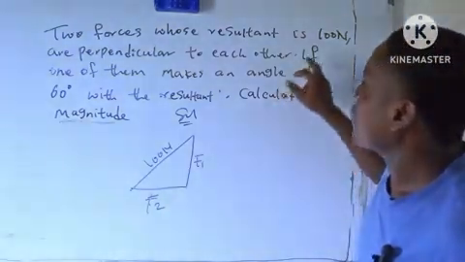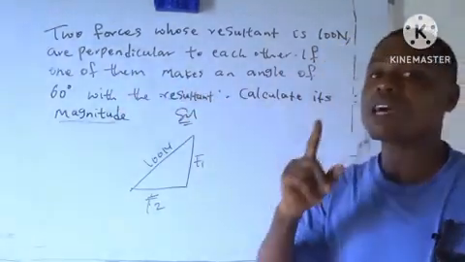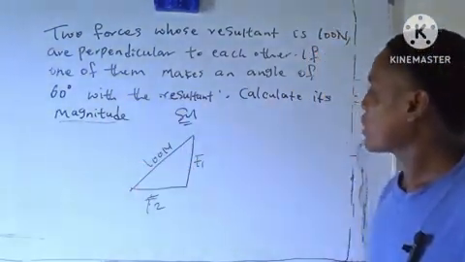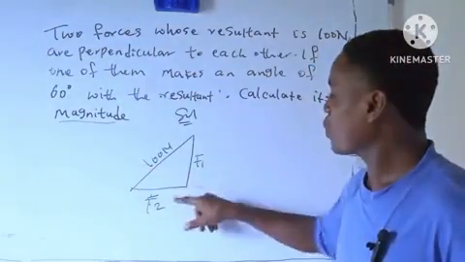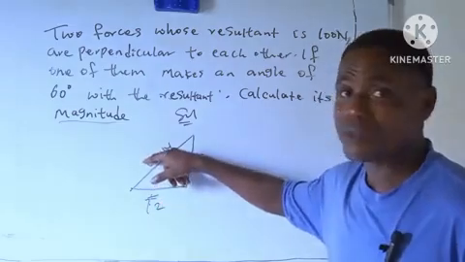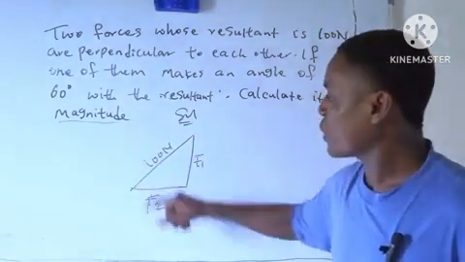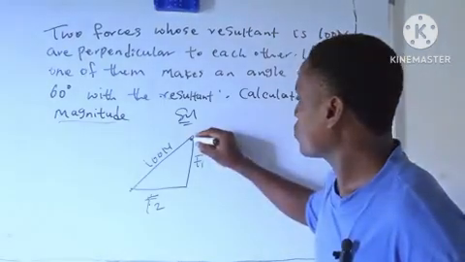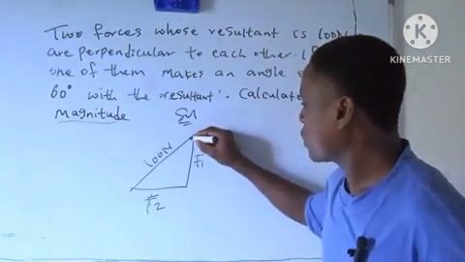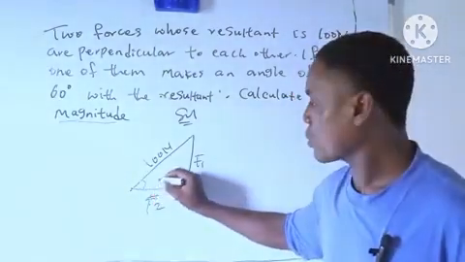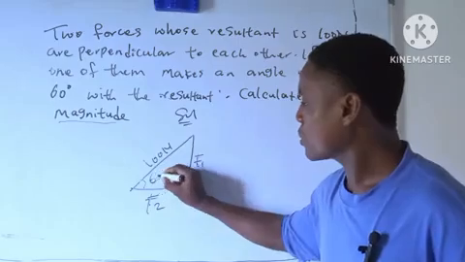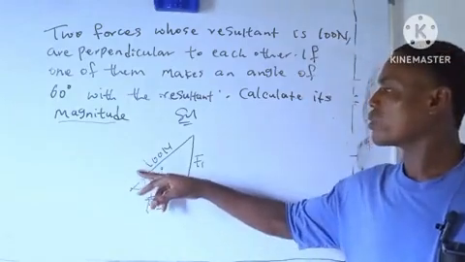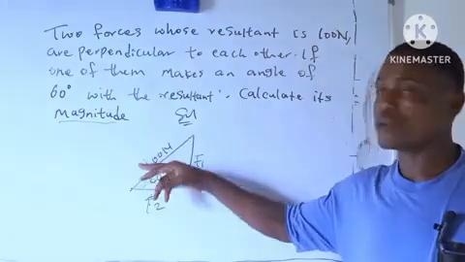Now look at the question. They said if one of the forces makes an angle of 60 degrees with the resultant. So one of these forces will make an angle with this resultant. It can either be here or here, so anywhere we choose is correct. Let's choose here, it's still the same thing. So 60 degrees with the resultant.